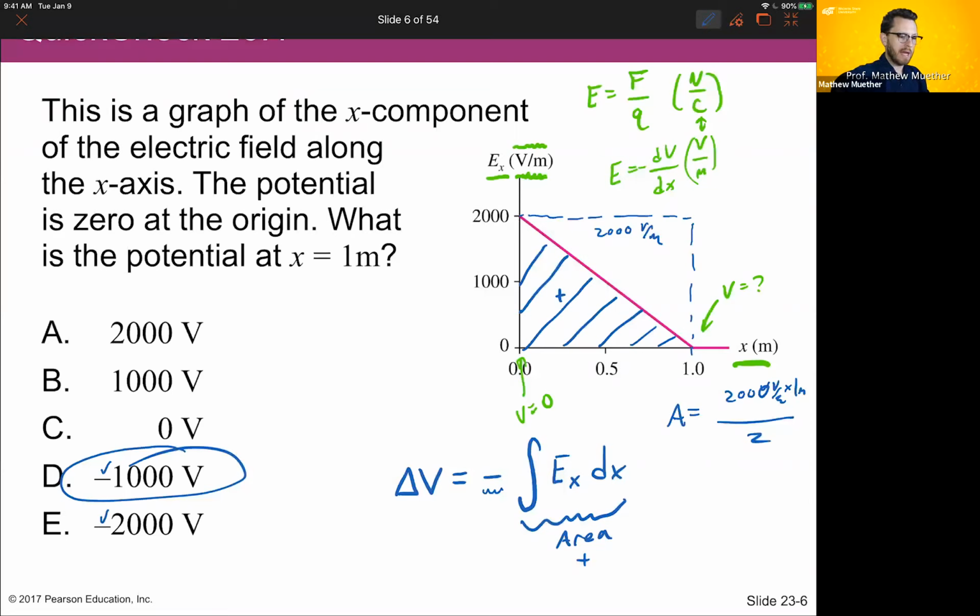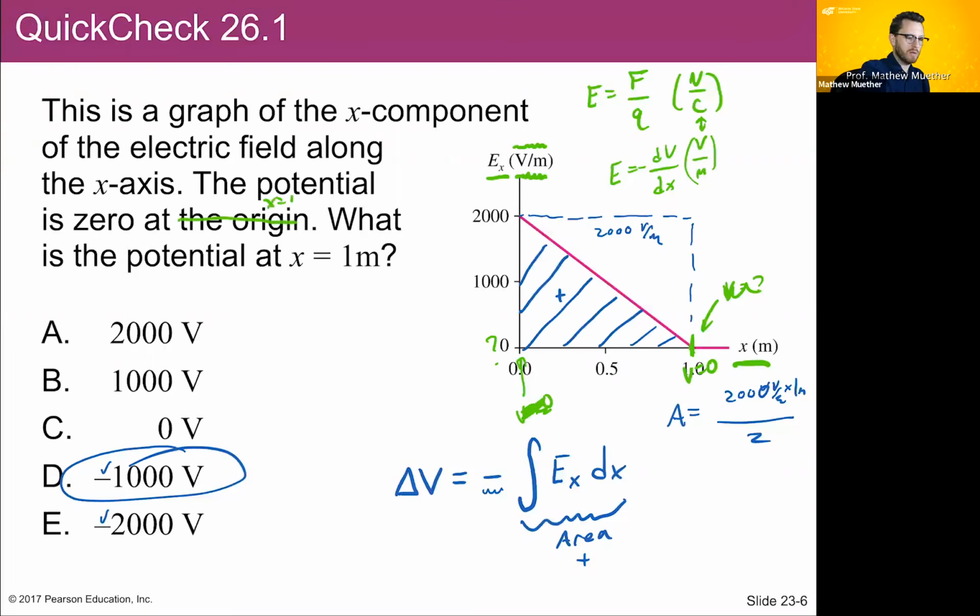What if I did this the opposite way? What if we start at position 1, and we define the voltage to be equal to 0 at 1? What would the voltage be over here at position 0? Can we relaunch the poll here? What if I switch this around and say that the potential is 0 at x equals 1 meter? What is the potential at 0 meters?